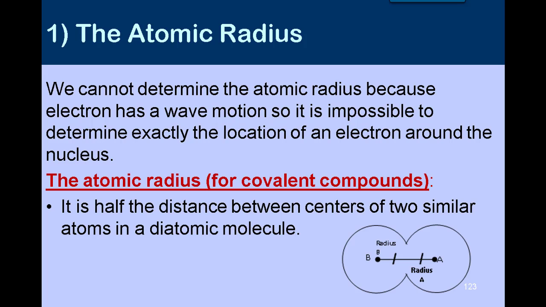Number one, the atomic radius, and this term we use for the covalent compounds. For the covalent compounds, we can measure the atomic radius, which is half the distance between the centers of two similar diatomic molecules. For example, if this is a diatomic molecule, oxygen molecule, we have here two nuclei A and B. The distance between A and B is called bond length. How can we get the atomic radius from this? By dividing this bond length by two, half the distance between A and B is called the atomic radius.